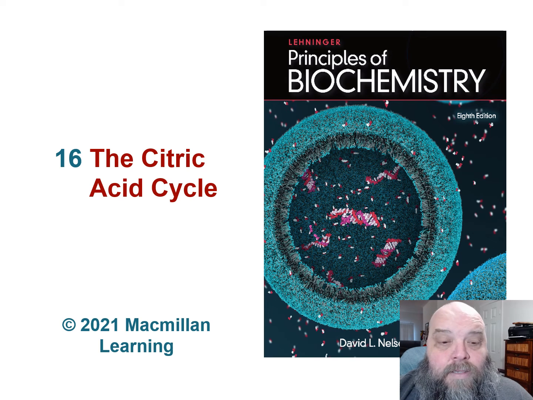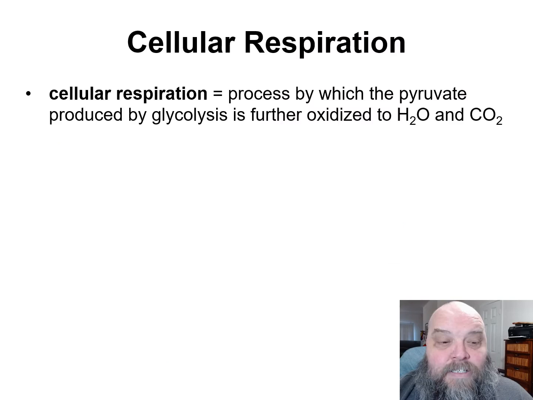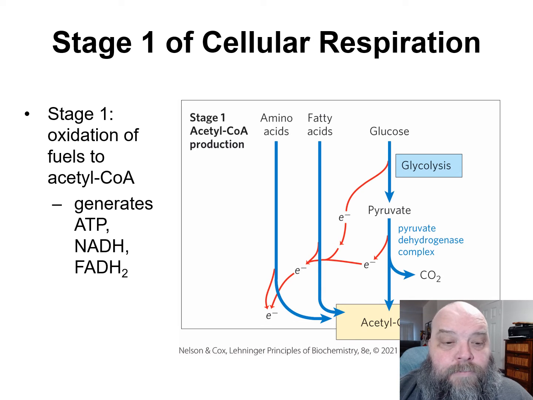Chapter 16, the citric acid cycle. Remember, over the next few chapters, starting here with chapter 16, we're going to be discussing cellular respiration. Cellular respiration is where pyruvate is taken and consumed. It is further oxidized to yield water and carbon dioxide. That's the whole reason you have to breathe out.